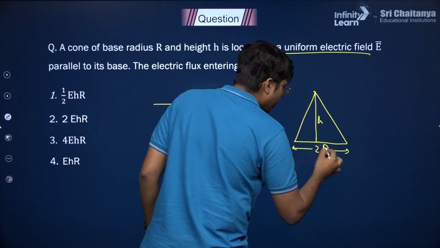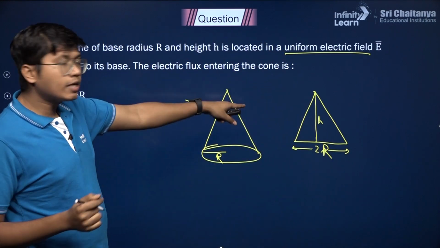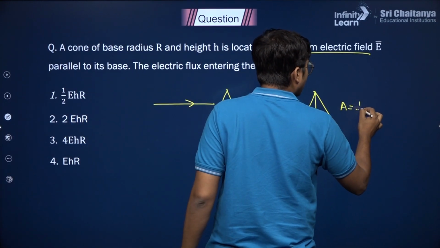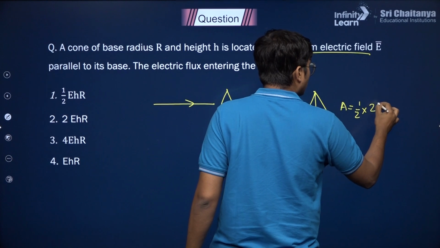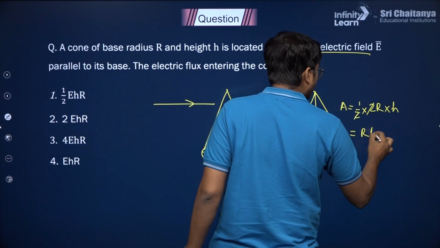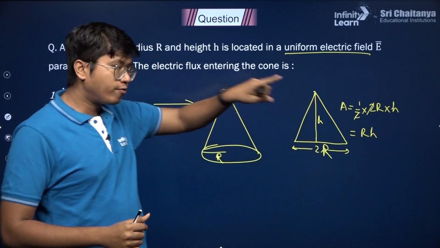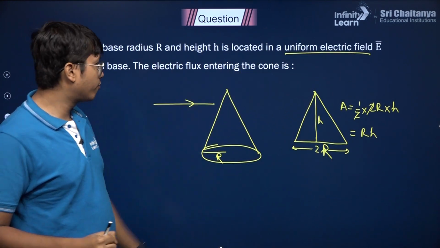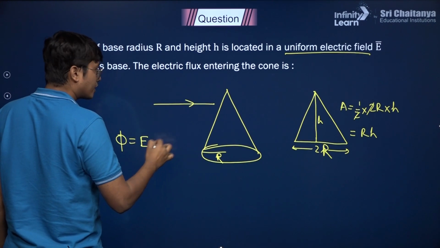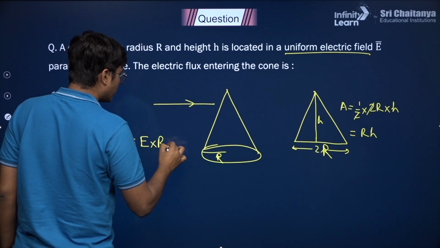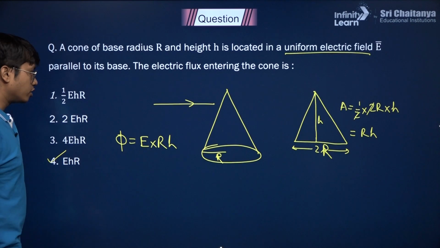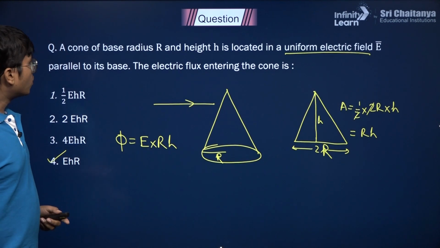Capital R is given by 2r, which means now we can directly get the area, because it's the area of this triangle. Area is half into base, that is 2r, into height. Cancel out the 2 here, the area is r into h. And since we have used the method of looking at it head on from the direction of the electric field, we can just get the flux as a product of the electric field and the area. So E into r into h. So the correct answer is E into r into h. This is the answer. So that is how you figure it out.